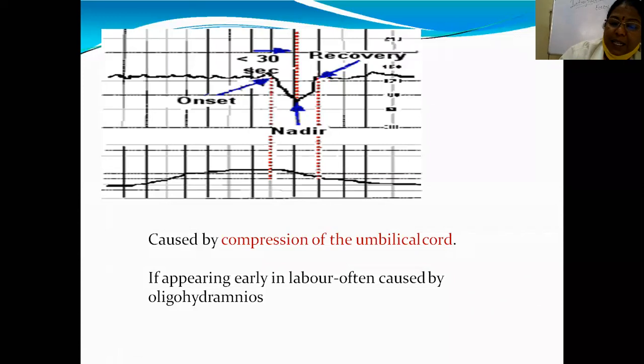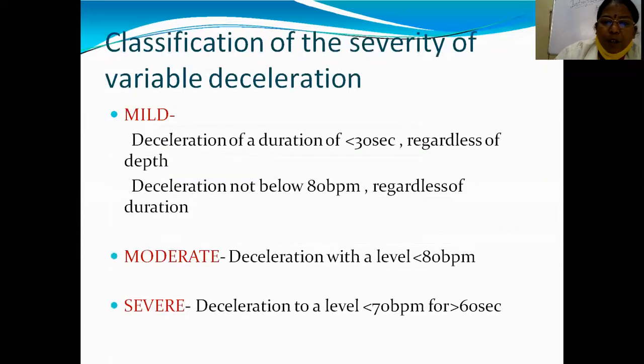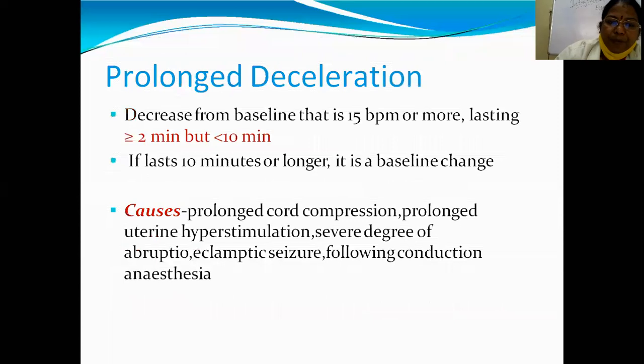So if it is a late deceleration or a variable deceleration, we are more worried. It can be typical or atypical, but we will not go into more details of this. But what is the severity? If the deceleration is less than 30 seconds duration, and the heart rate is not going less than 80, it is called mild. If the heart rate is going less than 80, moderate, and if the heart rate is going less than 70 for more than 60 seconds, severe. So moderate and severe are more ominous.